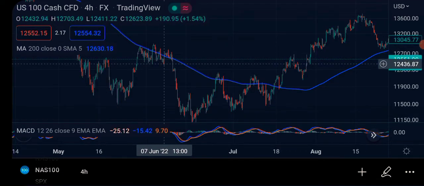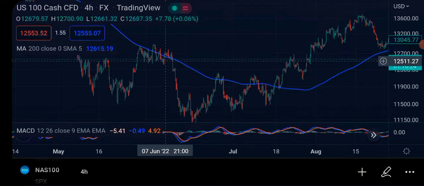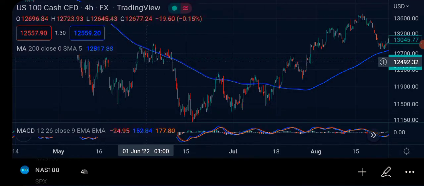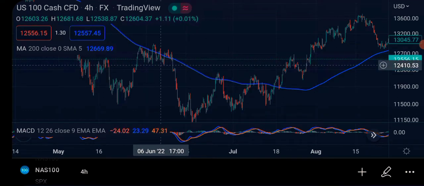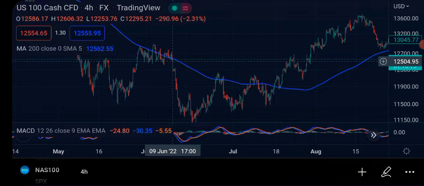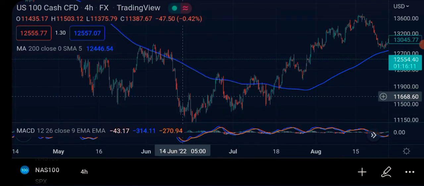Before it broke out from here, we can say that there's a support at this area. You can see my pointer. You can see that this area is a support area. So it broke out of the support area, making it have a downtrend.